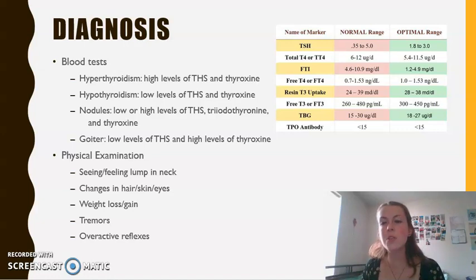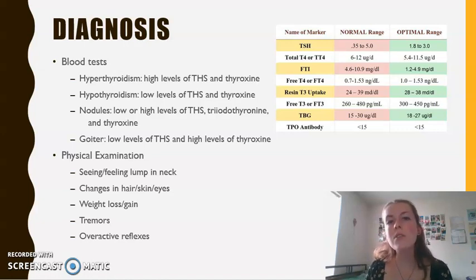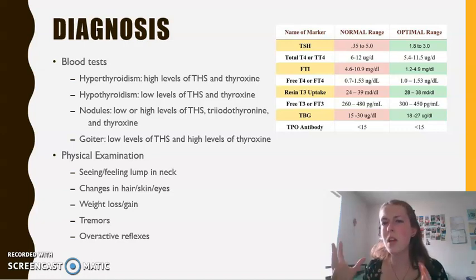So thyroid disorders are diagnosed mainly through blood tests. They look for levels above or below the normal and optimal ranges of the hormones that they test for when they do a thyroid panel, is what they call it. So if you're seeing higher levels of those hormones, that's your hyperthyroidism. Lower levels is your hypothyroidism. And nodules and goiters is a mix of how they're just off. They're not in those normal or optimal ranges.